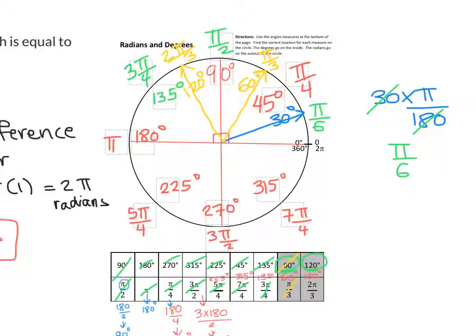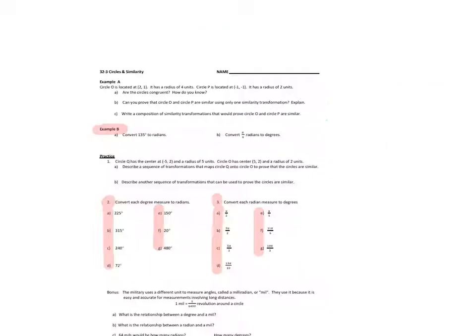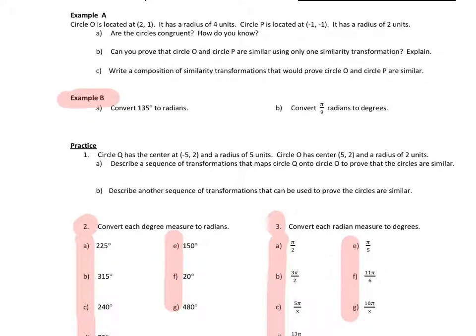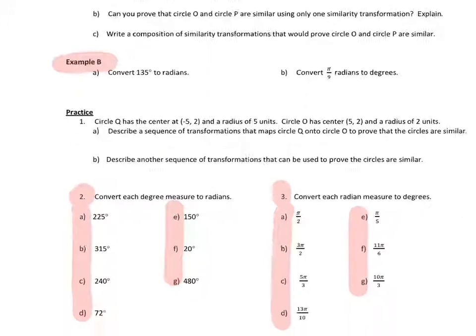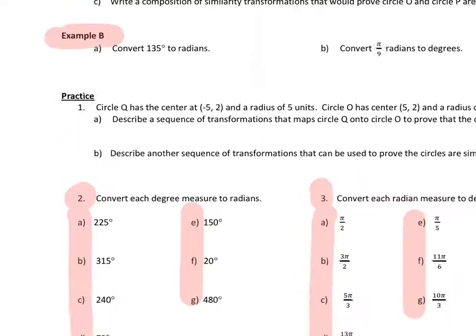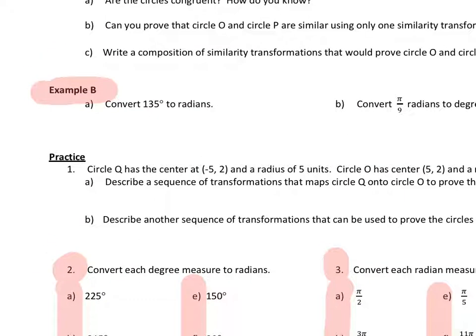Now let's move on to the back of this worksheet. On the back of this worksheet, I will be doing example B as notes. I will do A and B. And then 2 and 3 will be your homework. If you have time, you can do this in class. Now let's go ahead and do example B together.